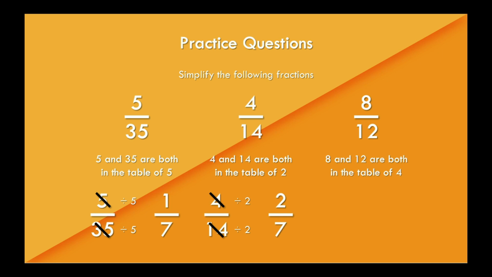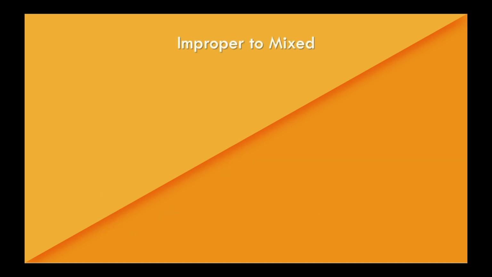Now 8 and 12 are not in the table of 8. They are in the table of 4 though. So we divide both of them by 4. 8 divided by 4 is 2, and 12 divided by 4 is 3, giving us a final answer of 2 over 3. Now that we've finished with that, we can have a look at the conversions.